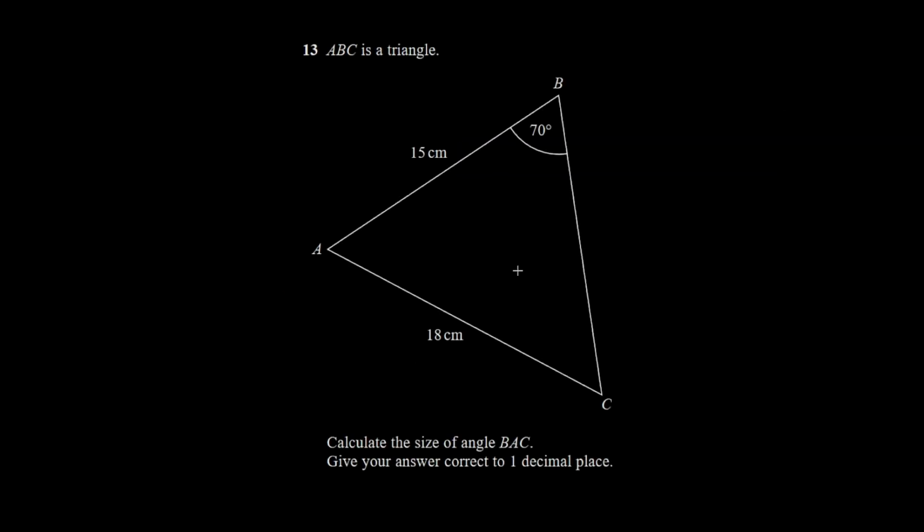Question 13, we've got a triangle, and you'll notice it is not a right-angled triangle, so Pythagoras and SOHCAHTOA are out of the window, and instead we're looking towards the sine or the cosine rule to solve this, because they've asked us to find this angle here. Let's call that angle x.